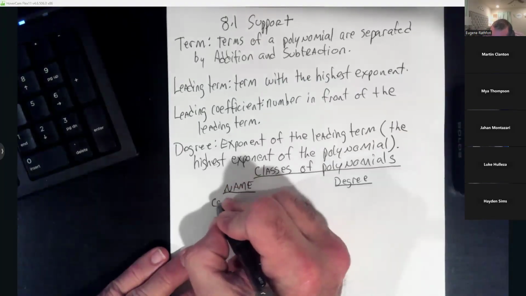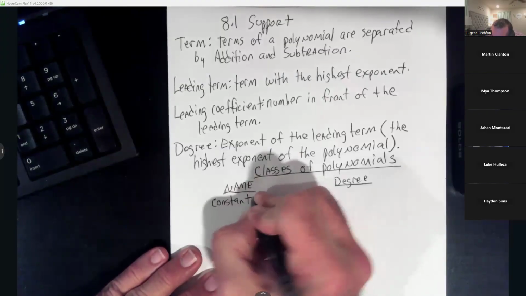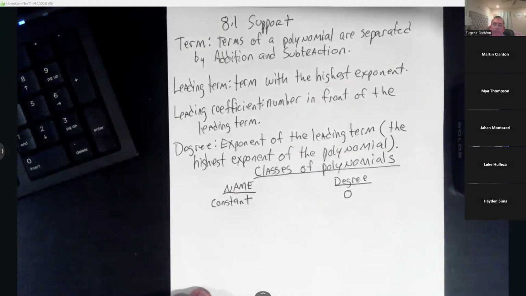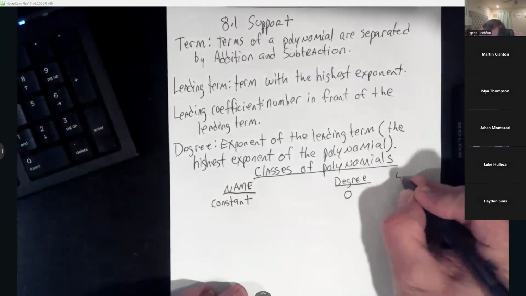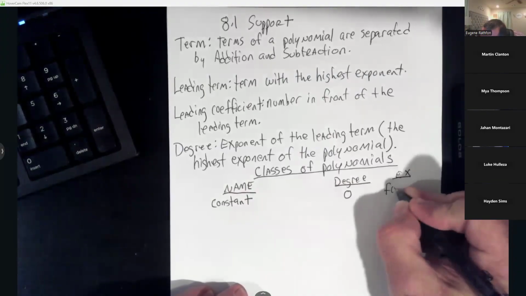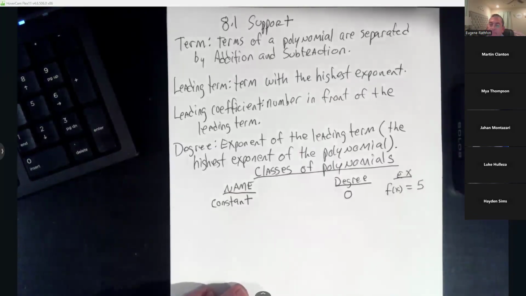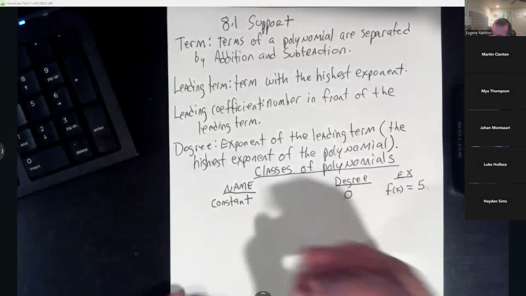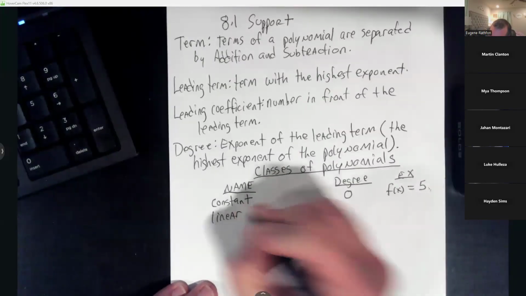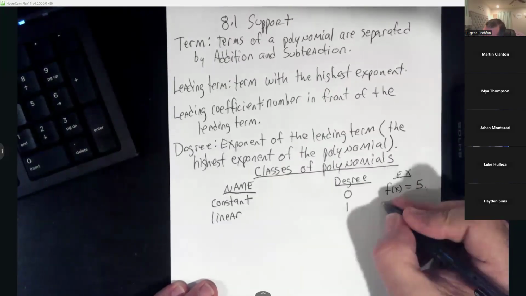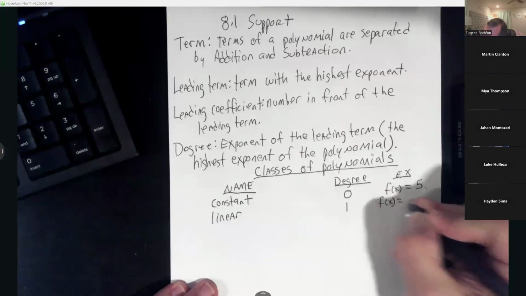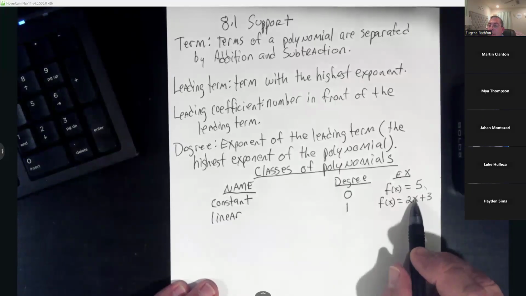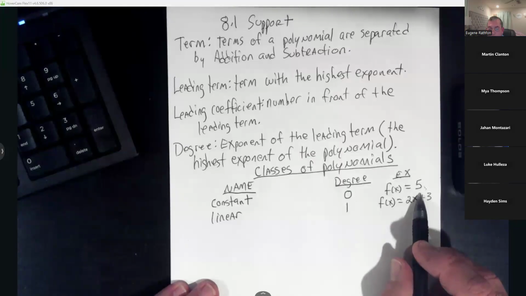So the smallest polynomial is a constant polynomial, and that is a degree 0. I'll give you an example: f of x equals 5. Since there's not a variable, that has a degree 0, okay? Next is linear. That is a degree 1. An example would be, how about 2x plus 3? That exponent that's not shown by the x would actually be a 1, okay?